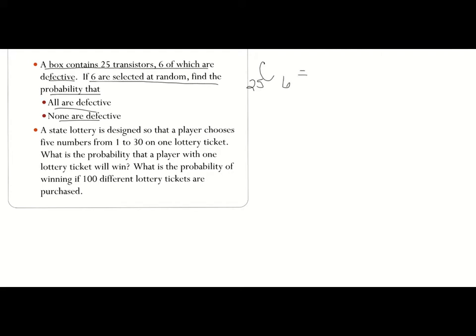When I do 25C6, where I do a combination with taking 6 items out of 25, I end up with 177,100. That's going to be my bottom number.